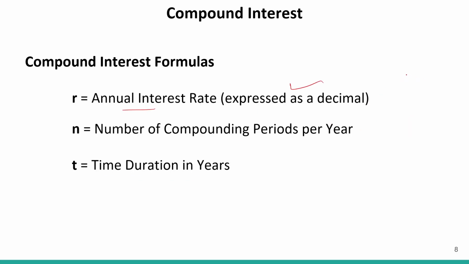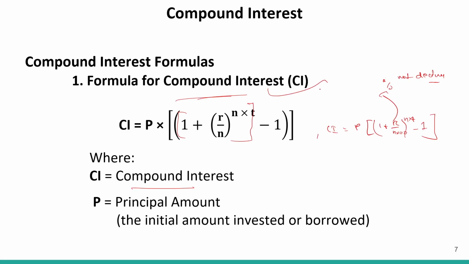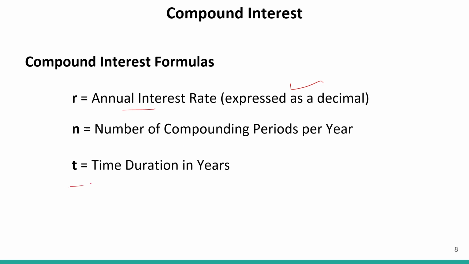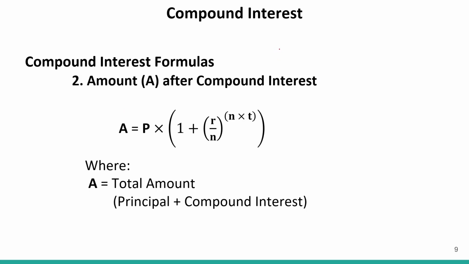But if it is given in decimal, then this one will be the correct one. So T is the time duration in years, and N is the number of compounding periods per year. In general, it is taken as 1 because we evaluate it annually, but sometimes it is semi-annually and sometimes quarterly. So quarterly means every 3 months, and semi-annually means every 6 months.